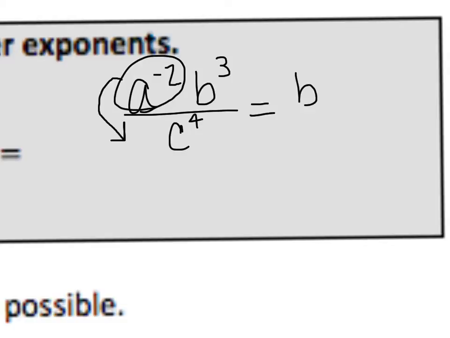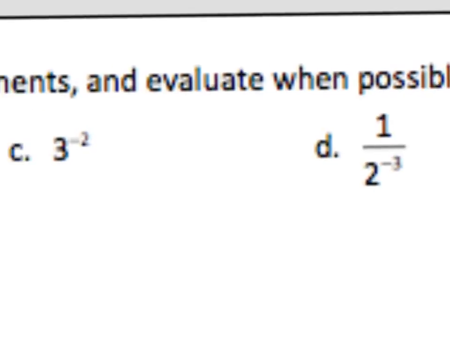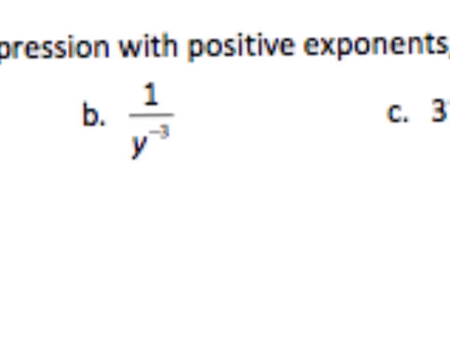So the b to the third stayed on top because it was a positive exponent. The c to the fourth stayed on the bottom, again, because it was a positive exponent. The a to the second has to move to the bottom, and because it crossed the fraction bar and moved, its exponent has now become positive. Okay? So anytime it crosses the fraction bar, it turns positive. It changes the sign of the exponent. So we're going to take a look at a couple easier examples.